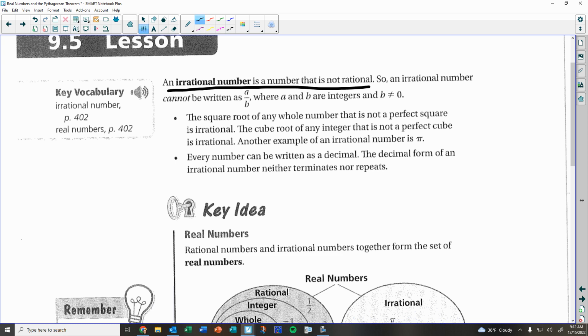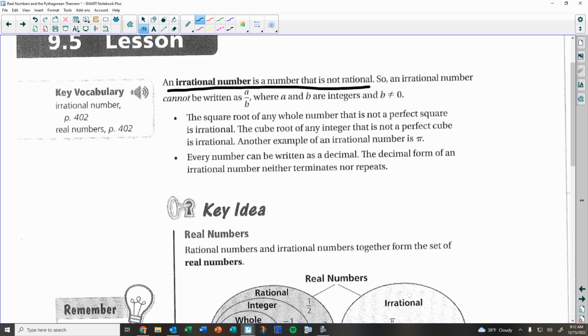So if you have a decimal like 7.2222222, that's a rational number because it repeats. But if you have a number like 7.23463 and it goes on and on and on, that's irrational. Also, non-perfect square roots and non-perfect cube roots fall under irrational numbers.